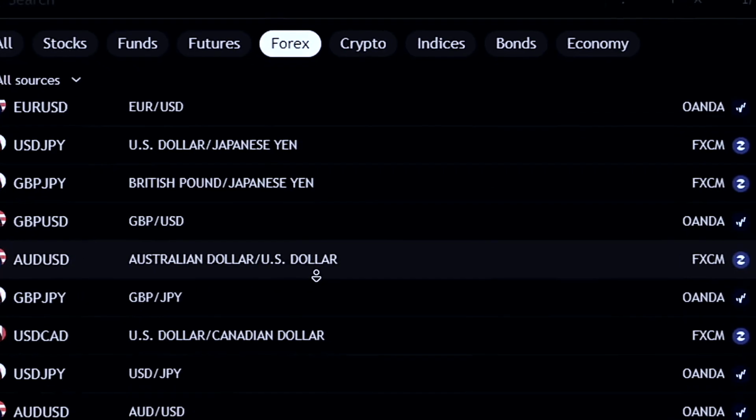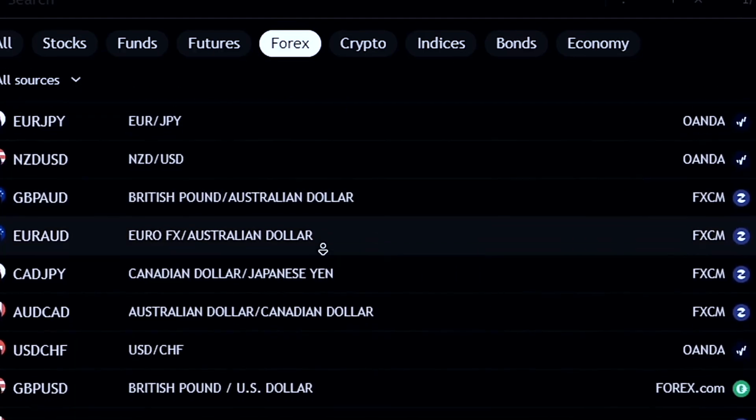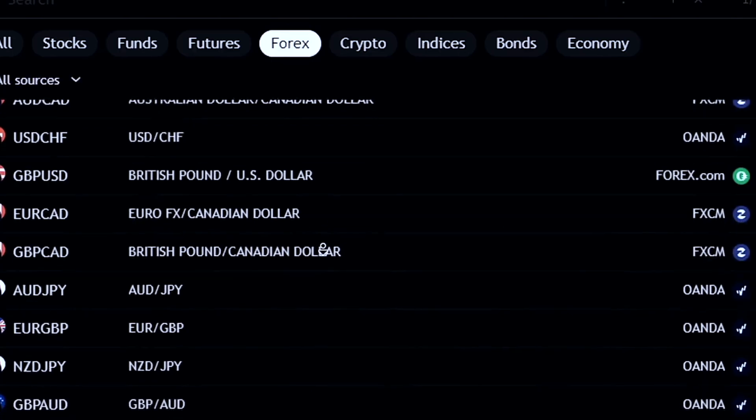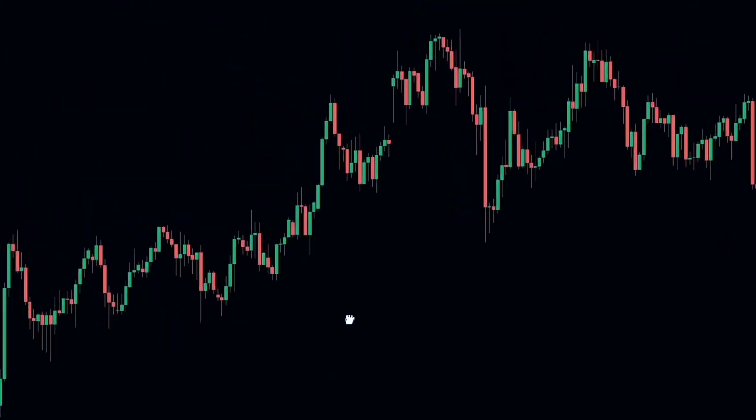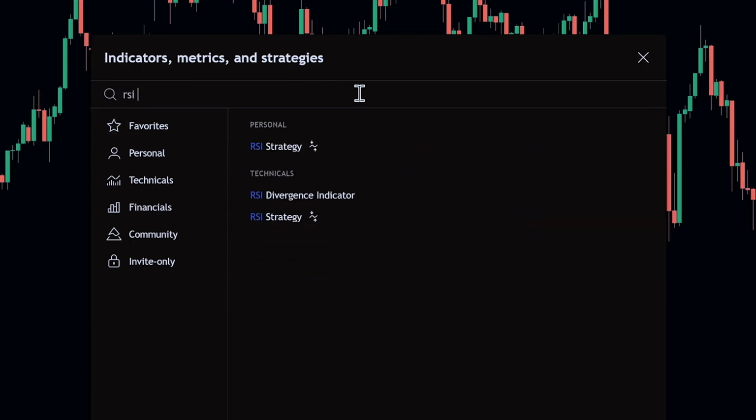Once you're on TradingView, select your preferred trading instrument, whether it's cryptocurrencies, forex, stocks, or anything else, on a time frame that aligns with your trading style. Next, click the Indicators tab at the top of the screen. In the search field that appears, type RSI Adaptive T3 and look for the version by TradingView.